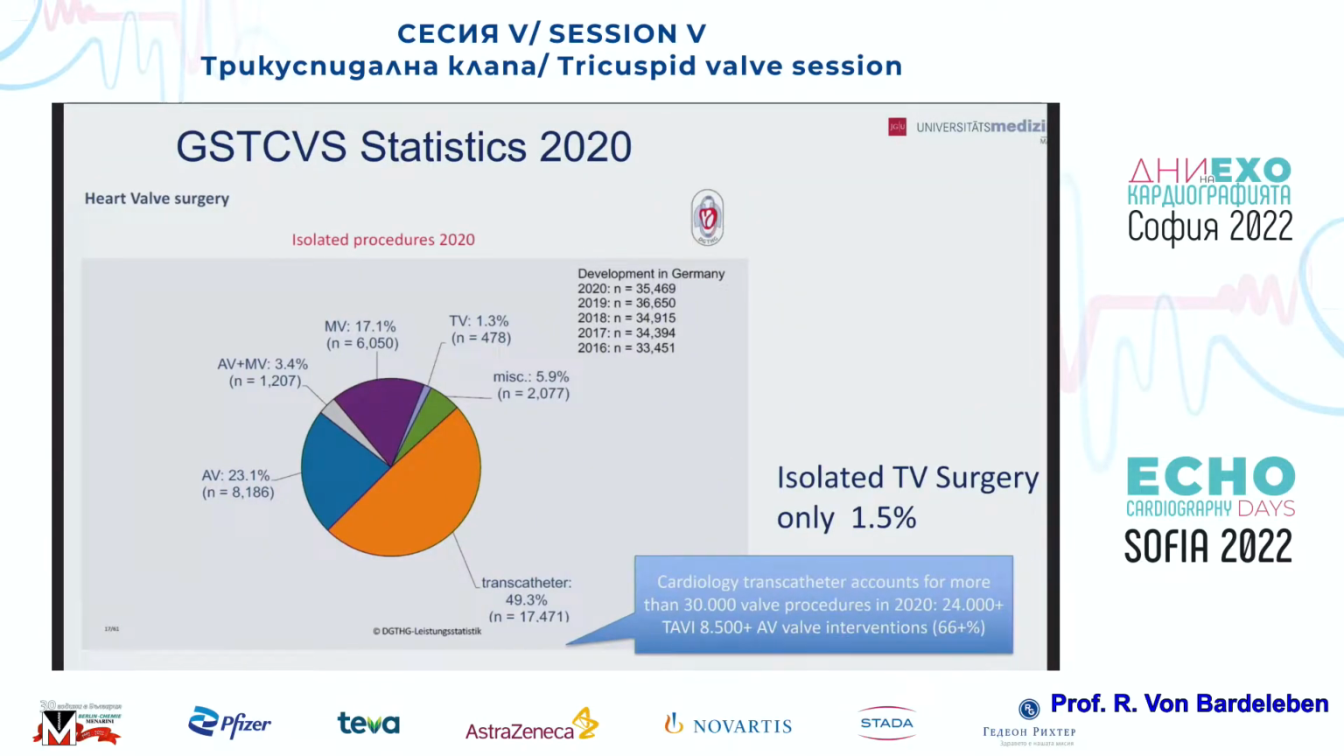What about the statistics of heart valve surgery in Germany? So you see the different etiologies. Aortic valve replacement in Germany is about 8,000. You see mitral is about 6,000. Tricuspid is only 500. This is more than in France, but it's very low. It's only about 1.5% of all valve surgery in Germany.